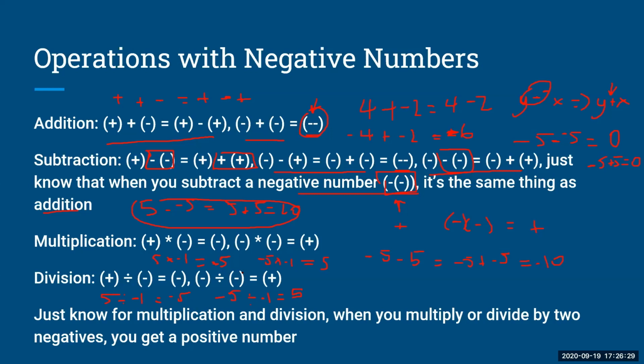Remember, you have to be able to do it backwards. That's the definition of multiplication and division. And so, like I said, just know for multiplication and division, when you multiply or divide by two negatives, you'll get a positive number as your result.